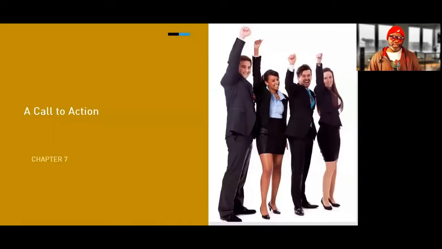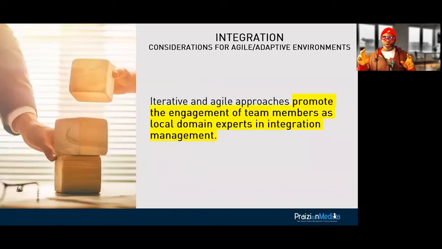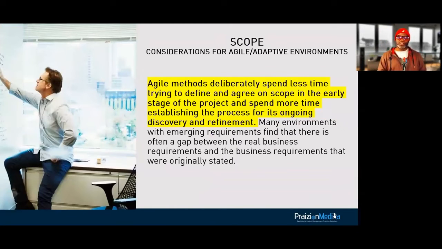Chapter 7 is called a call to action. And this is where the PMI says, hey, we want to encourage you to be engaged in the broader communities of project management and Agile to further conversations in these topics. And then after this page, we go into a lot of detail. What makes integration what it is in the world of Agile? It's the team being the integrators. What makes scope what it is?